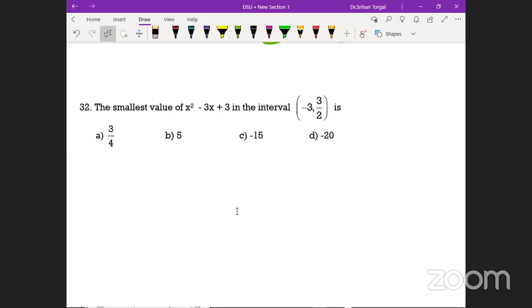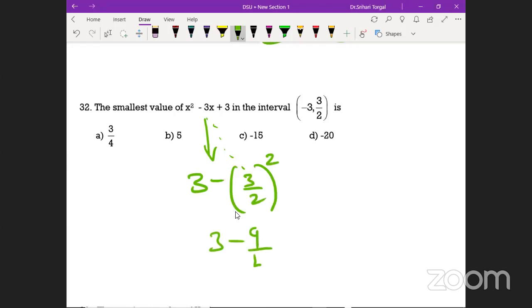The smallest value, you have to find out the smallest value. A similar kind of problem you have to do here. What is that? 3 minus, what is that? Half of this. What is half of this? 3 by minus 3 by 2 plus 3 by 2 whole square. 3 minus 9 by 4. 12 minus 9 by 4. 3 by 4 is the answer. Whatever the coefficient of x, you have to divide by 2 and change the sign. That's it. Got it?